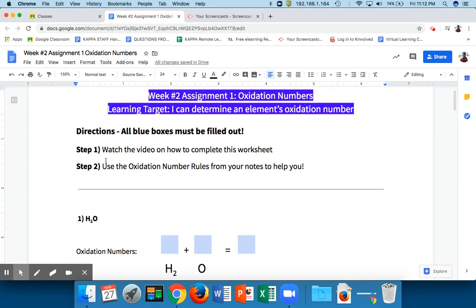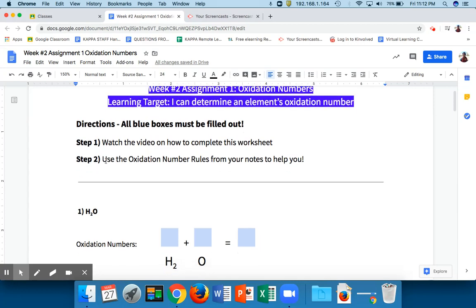So step one is watch the video on how to complete this worksheet, which you're doing right now. So good job. And step two is use the oxidation number rules from your notes to help you. So those are the rules that we wrote down from the video in lesson one.